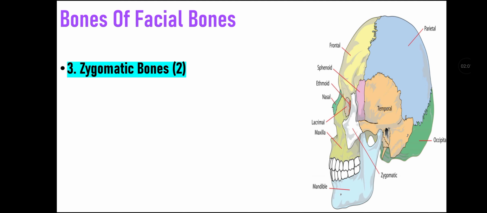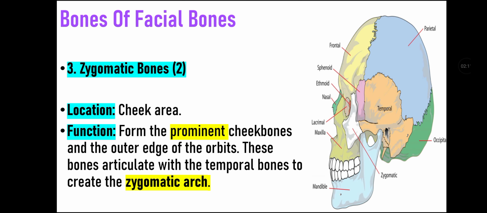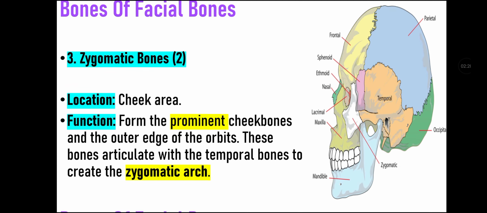Next facial bone we have is the zygomatic bone. As you can see in the diagram, the white color bone is the zygomatic bone, and it is a paired bone. That means there are two zygomatic bones in every skull. Location is the cheek area. Function: it forms the prominent cheekbone and the outer edge of the orbit. These bones articulate with the temporal bone to create the zygomatic arch.